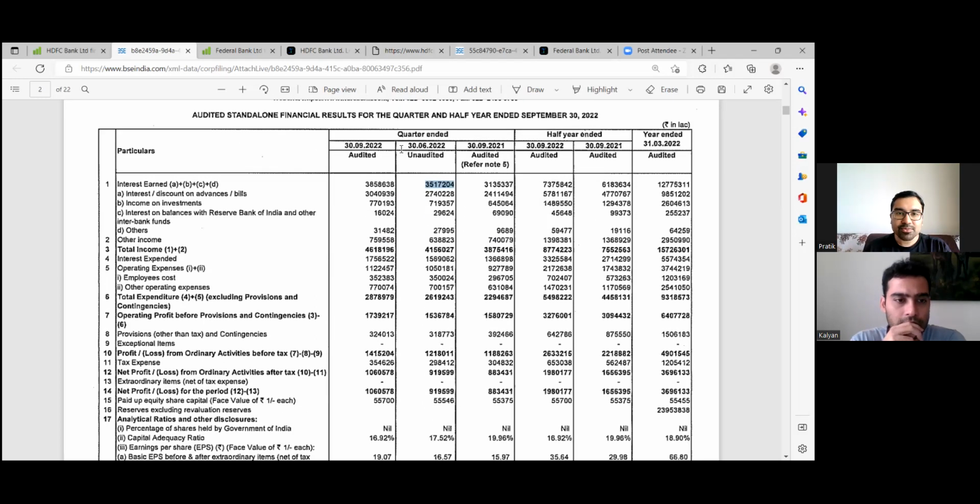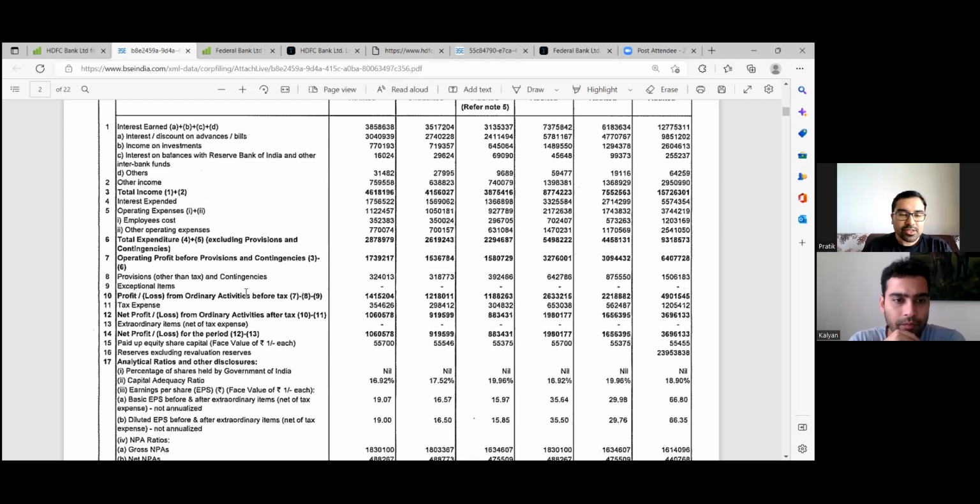So if you look at this, the comparison is sequential, meaning this quarter to last quarter, and then there is a comparison to the same quarter of last year. So Q2 2022 and Q2 2021. As you can see, the profit or loss, the P&L, has also gone up substantially from the last quarter and also from last year.